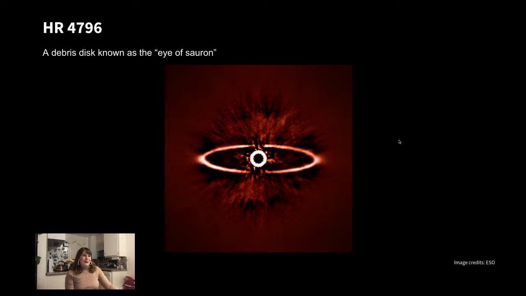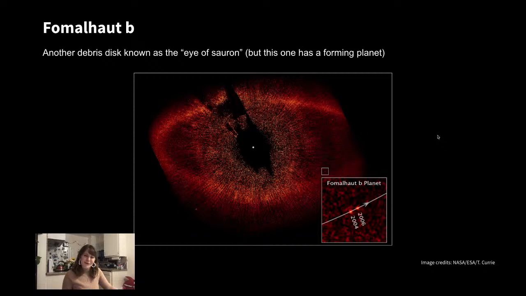All right, so this one isn't a planet, but it is a debris disk known as the Eye of Sauron. I honestly just included it because it looks really neat, and because there's actually two debris disks that are referred to as the Eye of Sauron. So this one actually has a forming planet in it, which is extra cool.